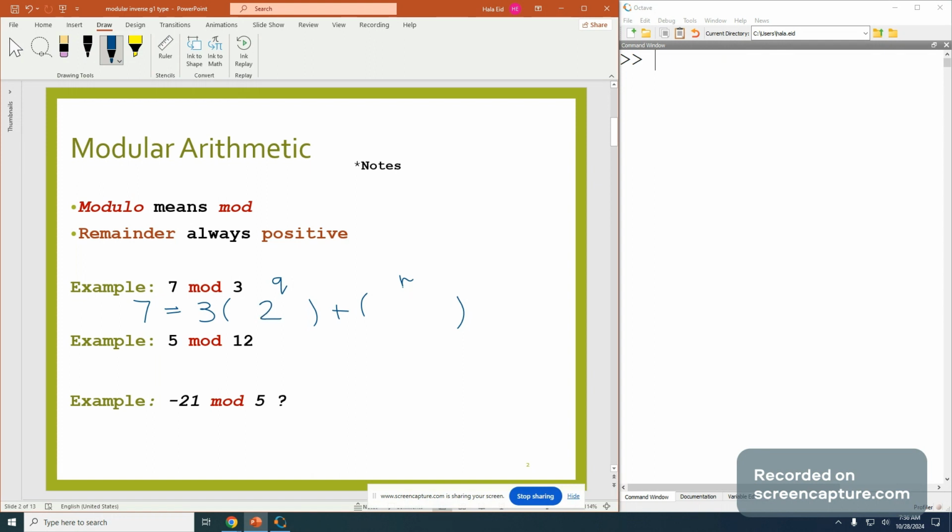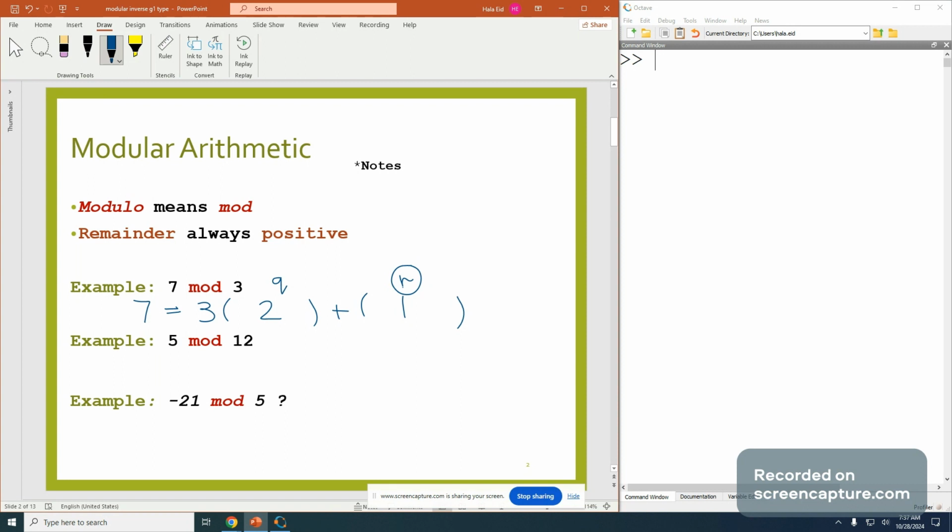And then I say 3 times 2, this is equal to 6. So 7 minus 6 is equal to 1. Okay, so the remainder is 1. Q in Arabic is ناتج القسمة, and R in Arabic is باقي القسمة. Okay, so we got the value of the mod, we got the value of the remainder, it is equal to 1. So that's an easy example.